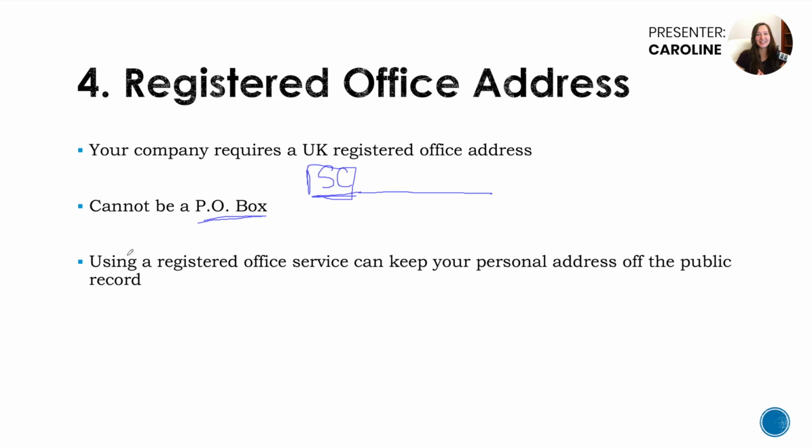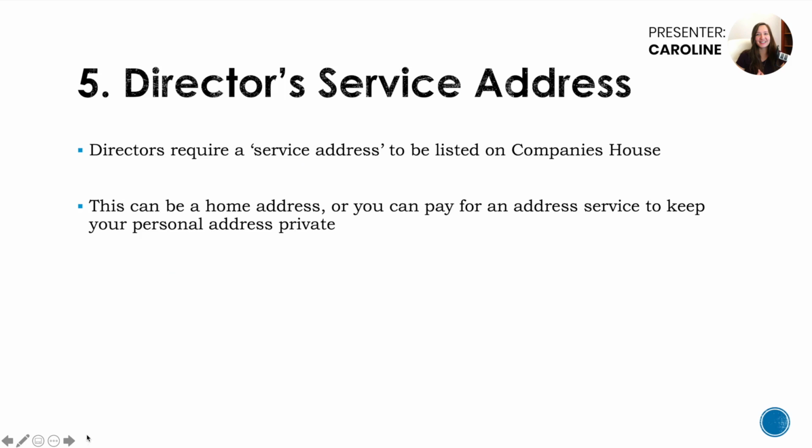You can use a registered office address service to keep your personal address off the public record. You can use a service address for the director and also the person of significant control, which I will get into in a second, but basically you can keep your stuff private. For the director's service address, you require an address to be listed on Companies House so people can contact you as the director. This can be your home address, or again, if you'd rather keep that private, you can use an address service to keep your personal info off Companies House, and they will forward you any post from HMRC and Companies House, which you really need.